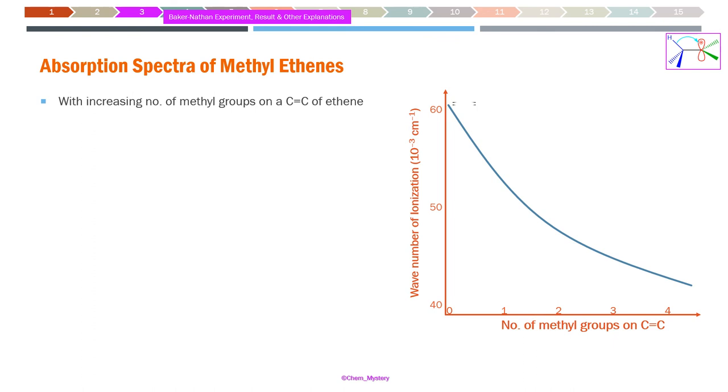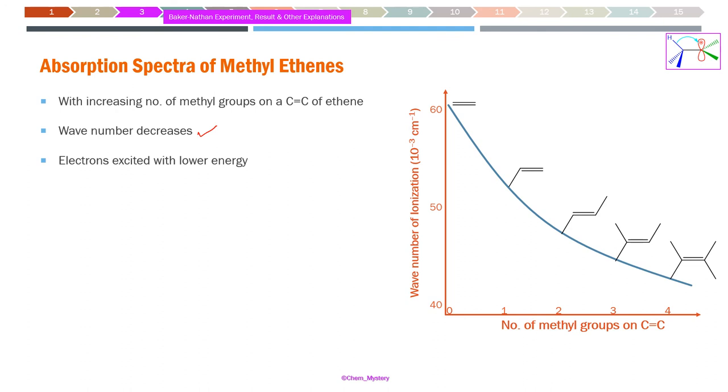So we are starting with this ethene when there is no substitution. That is the first thing. The wave number for the ionization is quite high. Putting one methyl group on this, that is propene, the wave number decreases drastically, and this keeps on changing further. But as we move on, the change becomes successively smaller and smaller. So anyhow, when we increase the number of methyl groups, we can see the wave number decreasing continuously, and that will mean that electrons are being excited with relatively lower amount of energy.